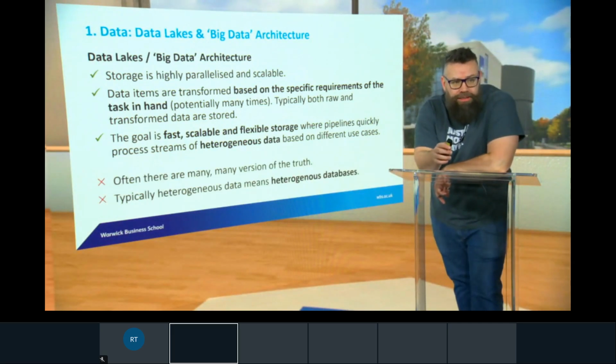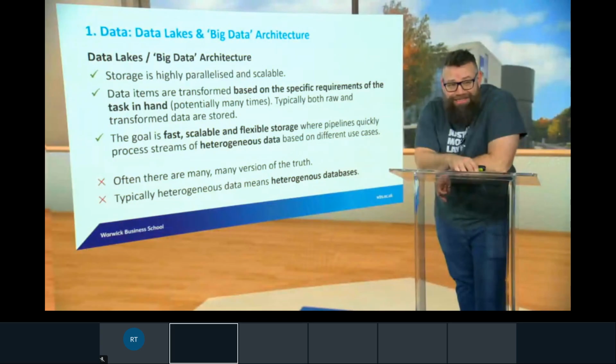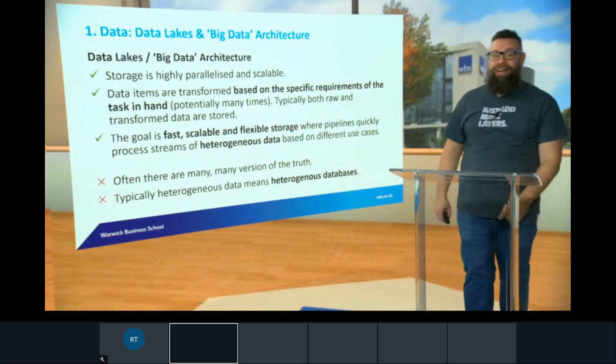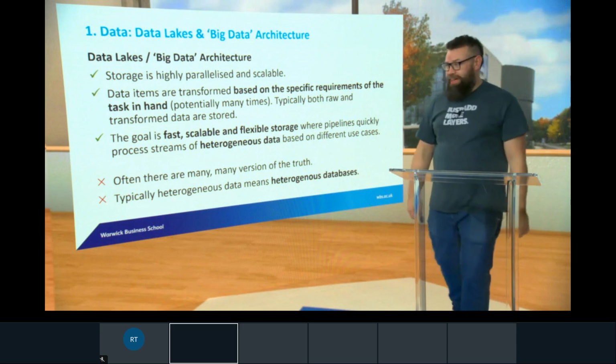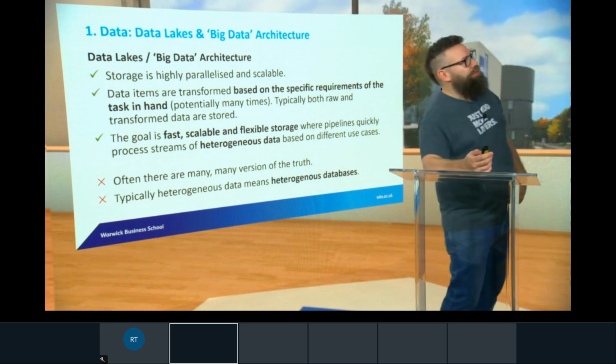But with a cost again, there are now many, many versions of the truth. When you ask any question, the answer you get is, it depends. It depends which version of the data we look at. And it also has a huge technical requirement, for variety of databases, variety of systems.